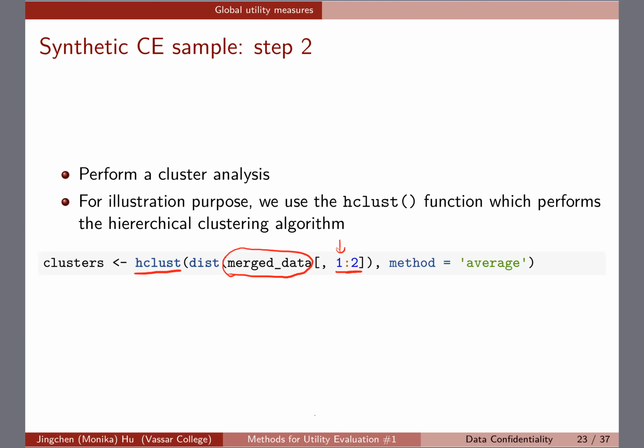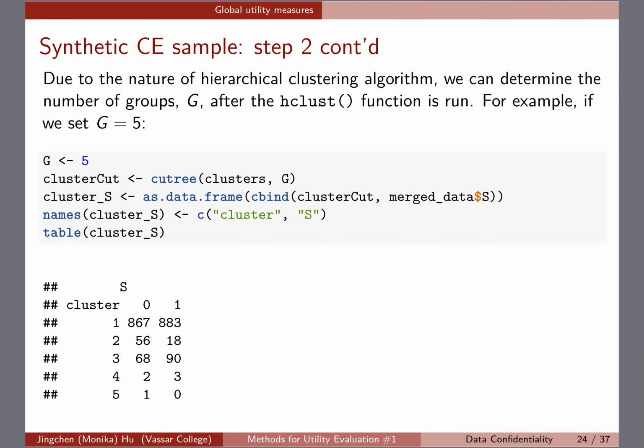The first column in the merged data is the log expenditure, I think, and the second column is the log income. We only want to do clustering based on those variables, not the additional S, because the additional S is only there for us later to do the counting. So make sure that you don't specify that S, because that shouldn't be part of the clustering. I think there are different methods you can use. I chose average as a default, but if you want, you can explore the hclust function a little bit more. This overall runs pretty quickly. I think they do the hierarchical clustering for you.